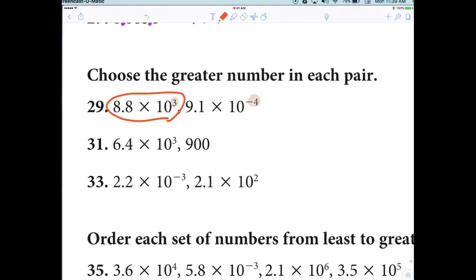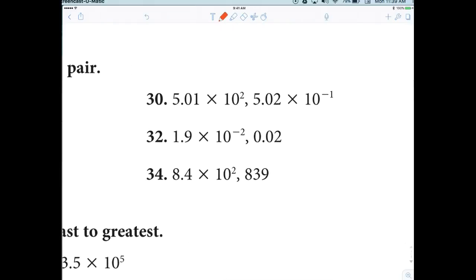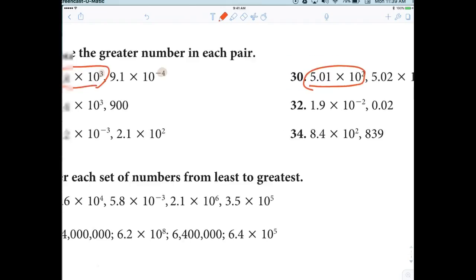They try to trick you because what? 8.8, 9.1, which one's bigger? 9.1. Everybody see that, right? But the exponent is what determines how big something is. All right, so let's look at 30. Caroline, which one's bigger? The first one or the second one? The first one is definitely bigger. Good job.